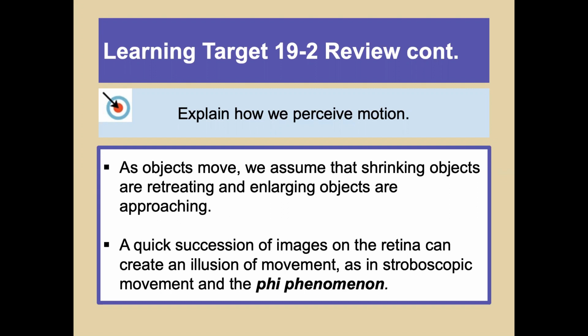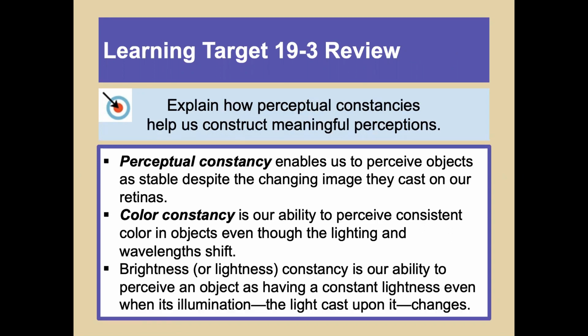And finally, how do we perceive motion? Oh, actually, we have one more after this. How do we perceive motion? As objects move, we assume that shrinking objects are retreating and enlarging objects are approaching. We can think about that really easily in examples. A quick succession of images on the retina can create an illusion of movement, as in stroboscopic movement and in the phi phenomenon. So we should be able to explain how perceptual constancies help us construct meaningful perceptions.